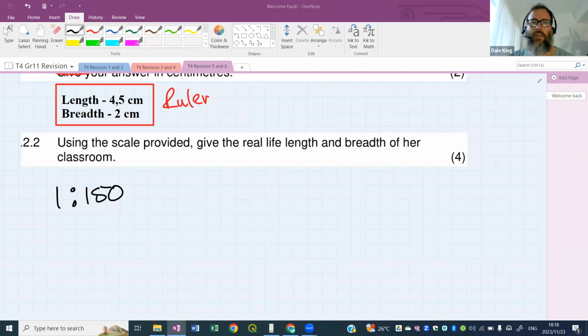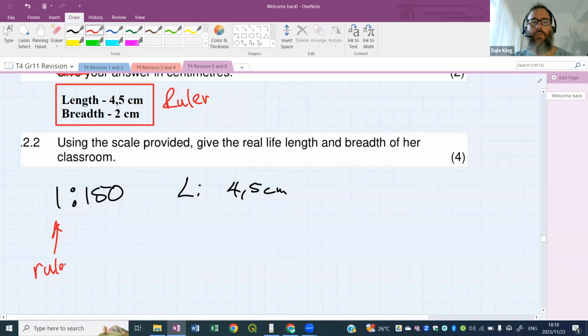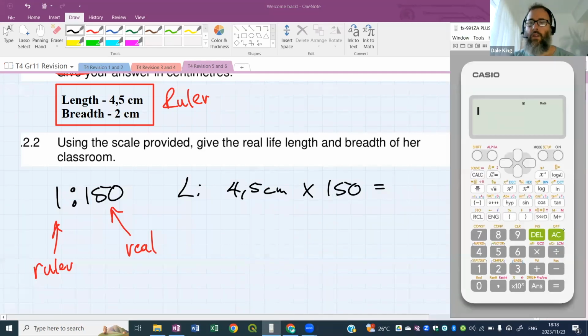All right. Kayan's put some figures up there, which is absolutely perfect. So for the length, let's do the length first. We're going to take our ruler measurement of 4.5 centimeters. This is the scale that we have here, ruler on the left and real world on the right. So if we want a real world figure, we're going to take the ruler one and convert it by multiplying by 150. So 1 centimeter is 150. We've got 4.5 centimeters. We're going to multiply by 150, and like Kayan showed, we're just going to multiply quickly.